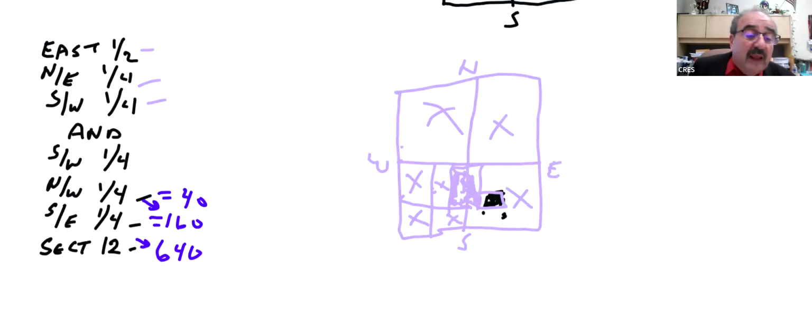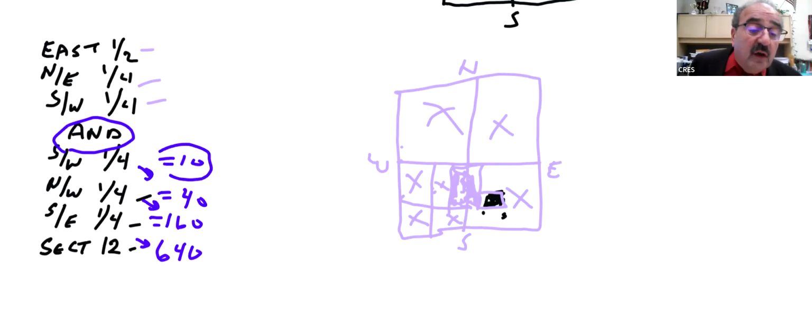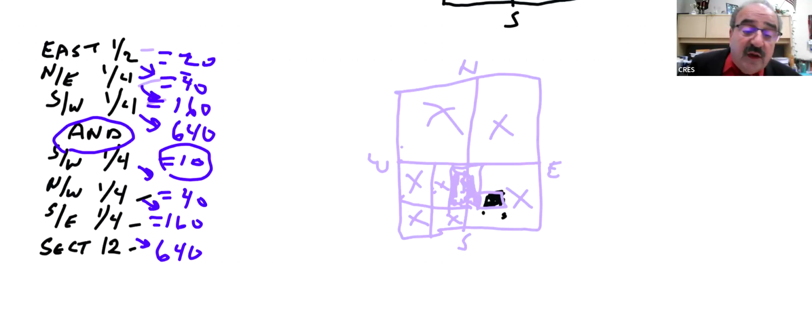Now I get to the word "and." So what I do is I stop, I keep this 10 acres that I found, go back to section 12, start all over with 640 acres. I take a fourth of that. 640 divided by 4 will come out to 160. 160 divided by 4 equals 40. And 40 divided by 2 gives me 20. So 20 and 10. This parcel of land contains 30 acres.